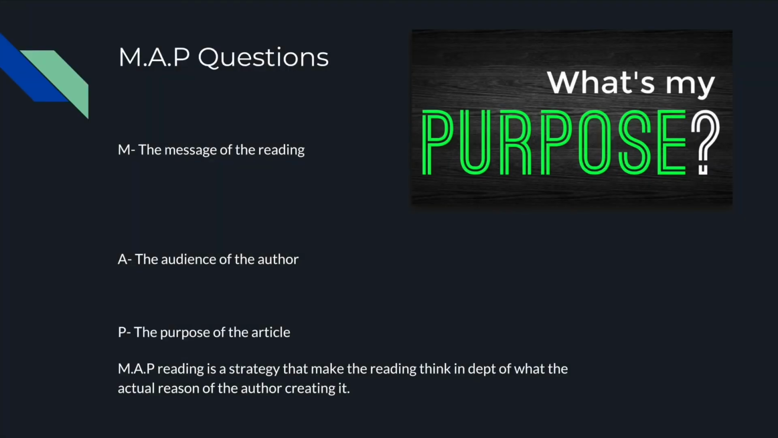MAP questions. The M in MAP means the message of the author. The A in MAP means the audience of the author. And the P is the purpose of the article. MAP reading is a strategy that makes the reader think in depth about the actual reason the author created it.